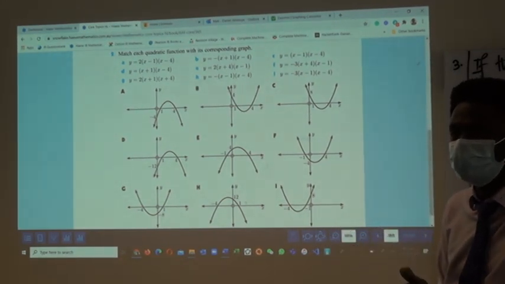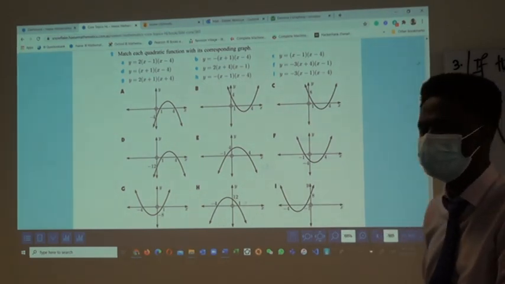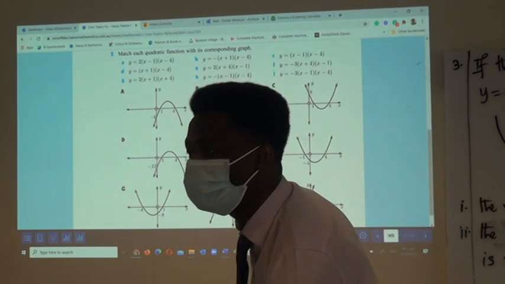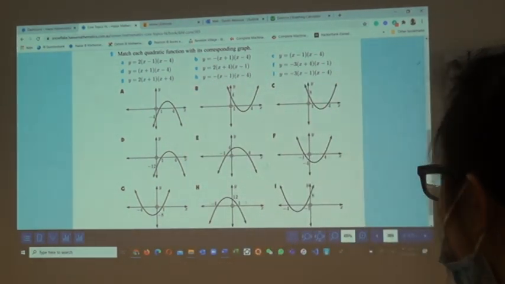Oh, which one do you want to pick? You have a question? Yes, ask. How would you determine the y-intercept? Y-intercept is when x is equal to 0. Remember, y-intercept is where it crosses the y-axis.